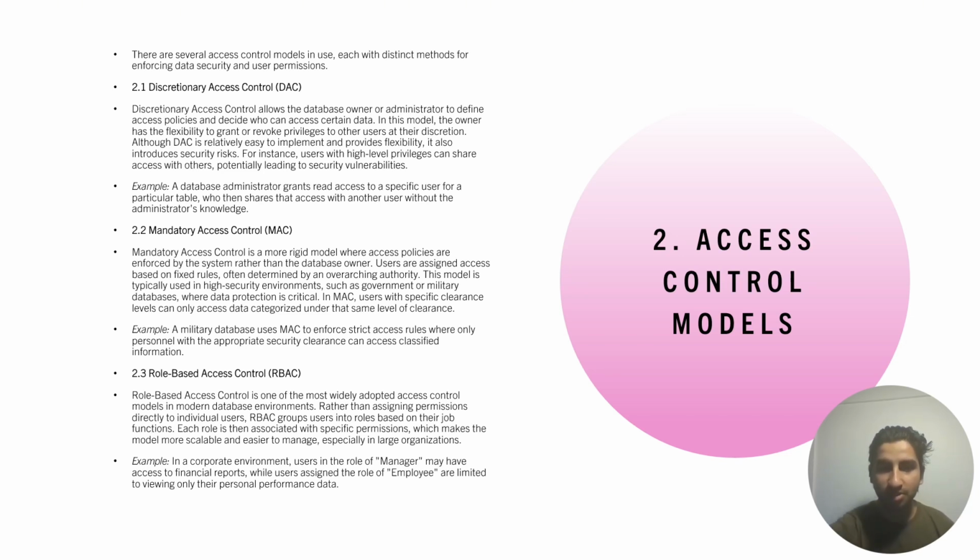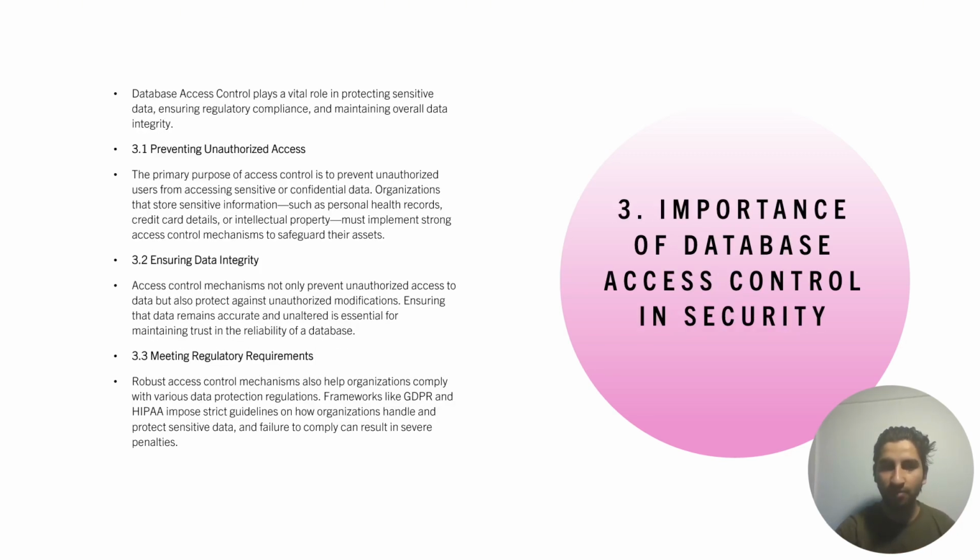An example is given again, and now coming towards 2.3, role-based access control (RBAC). It is a widely used model in modern database systems. In RBAC, users are assigned specific roles, and each role is associated with some set of permissions. Access rights are granted based on the roles rather than individual user identities. Example is given again.